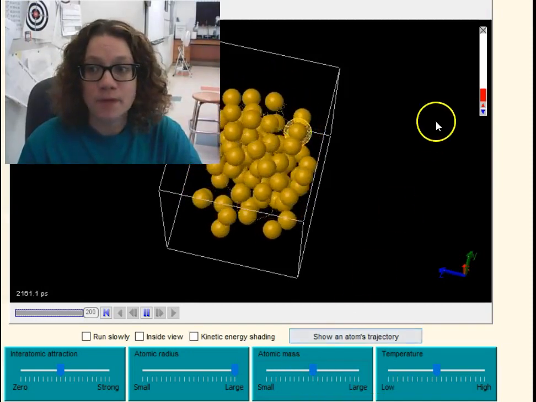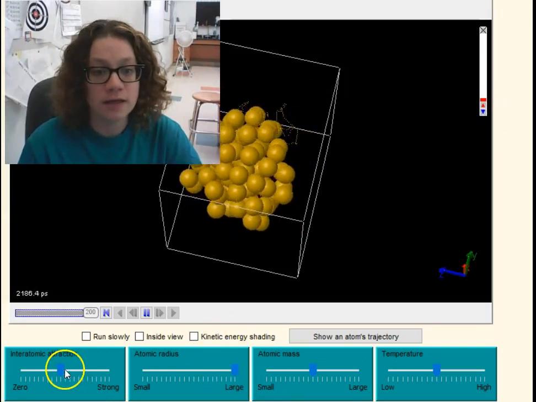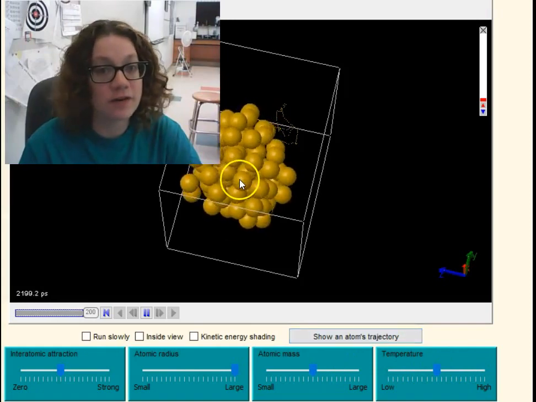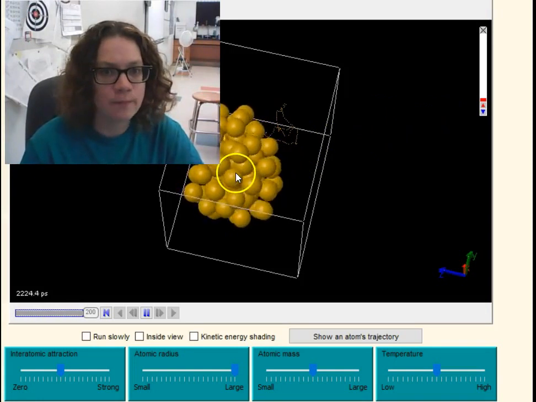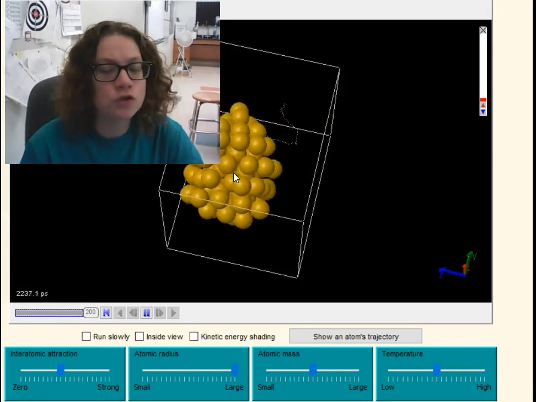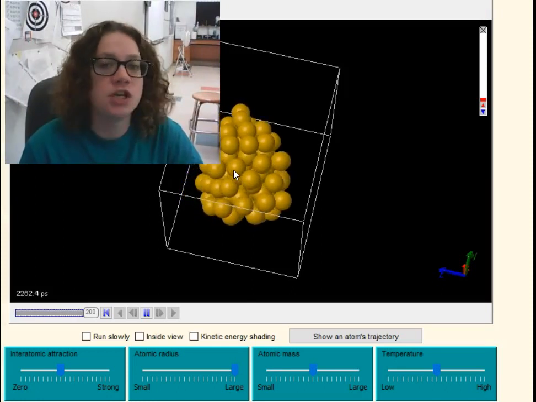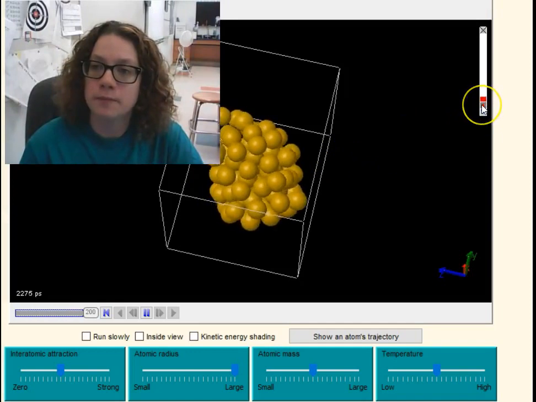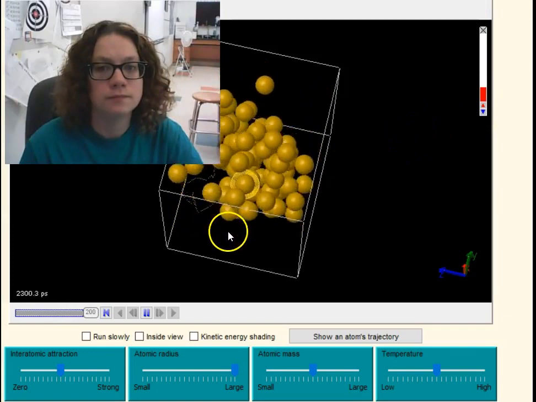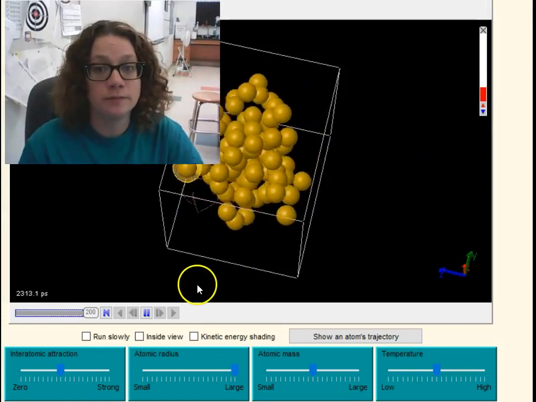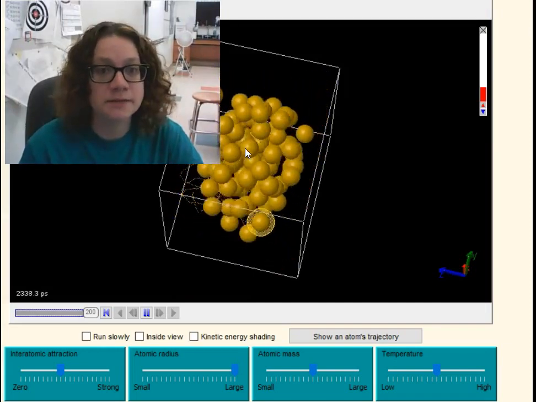So to recap, at the lowest temperature and having medium of everything else, we have a solid. Without changing any other factors, if I increase the temperature, solid particles will move further apart and become a liquid. That phase change is called melting. Now I have a liquid. The particles are still close together, but they can move from place to place.